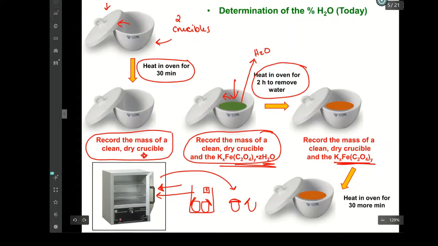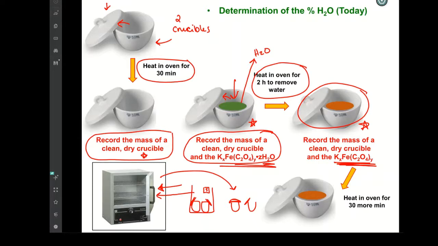It's not really that much of a color change. It's a little bit of a color change. It goes from being a bright green color for the hydrate to being kind of a mint green color for the anhydrous compound. And so again, after 2 hours, you'll take this out of the oven. You'll let it cool down on the bench top, and then you'll get the mass of the dry crucible and the anhydrous salt.